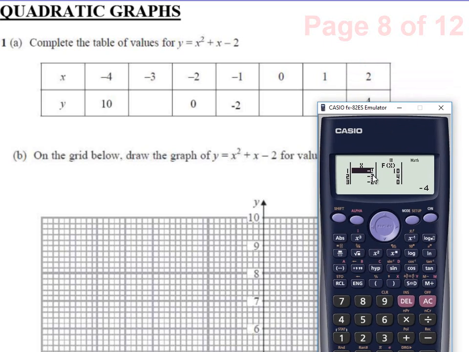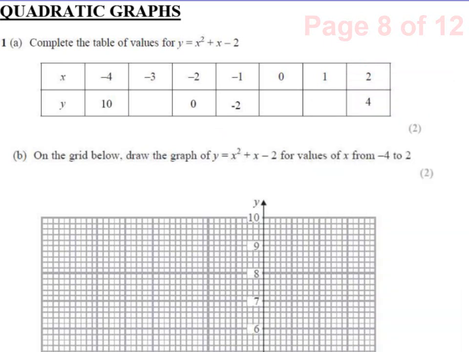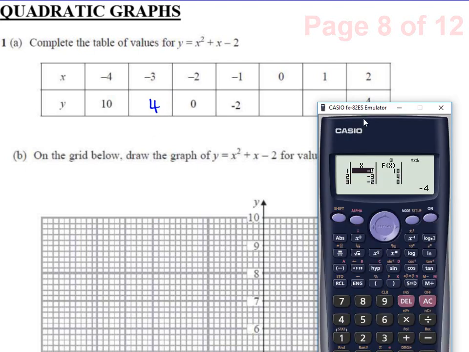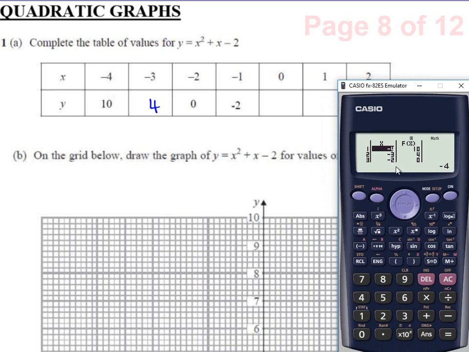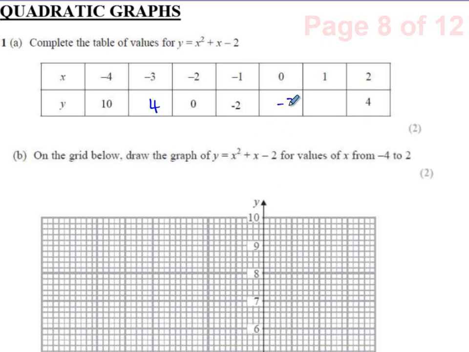So when x is minus 4, your f(x), or your value of y, is 10. So that's correct. When x is minus 3, your y value is 4. Let's fill that in. So this is equal to 4. Now let's look at the calculator again. When x is minus 2, your y value is 0, which fits the values on the table. When x is minus 1, your answer is minus 2. And when x is 0, your f(x) value is minus 2. So this one here is minus 2.